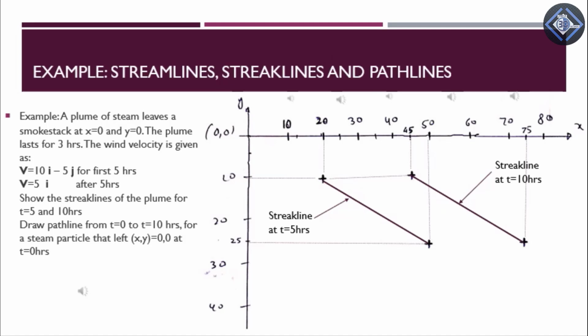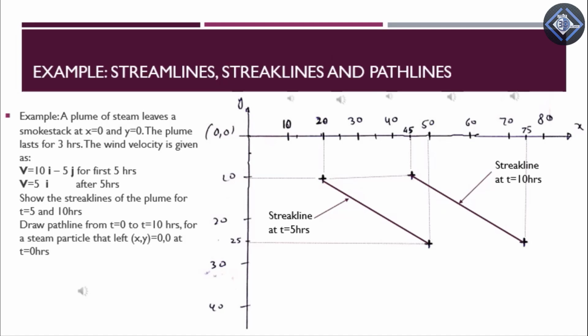Now for the pathline, we know that the fluid particle that leaves the origin xy 0, 0 at t equal to 0 travels for the first 5 hours in the direction 10i minus 5j, and it goes to position x equal to 50 and y equal to minus 25. Then it travels further for the next 5 hours and goes to position x equal to 75 and y equal to minus 25. So now joining these 3 points, i.e.